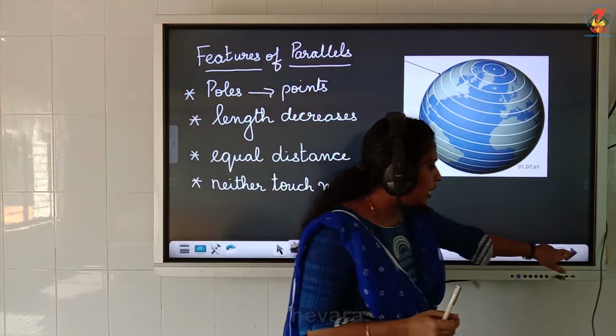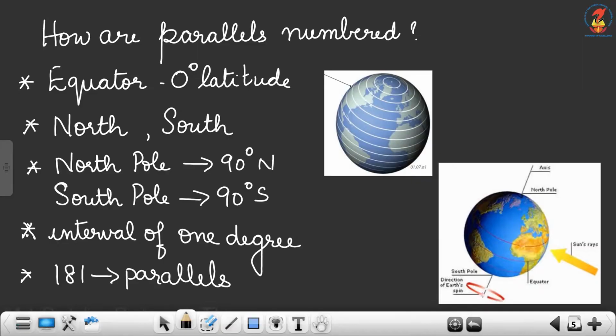Now let's move on to the next topic. How are parallels numbered? How are the parallels numbered? You can see, as I said earlier, all the parallels, all the imaginary lines have certain values. If you know the value of these imaginary lines, we can easily locate a place on a globe or on the Earth's surface. So we are going to give certain values, certain numbers, for each parallel.